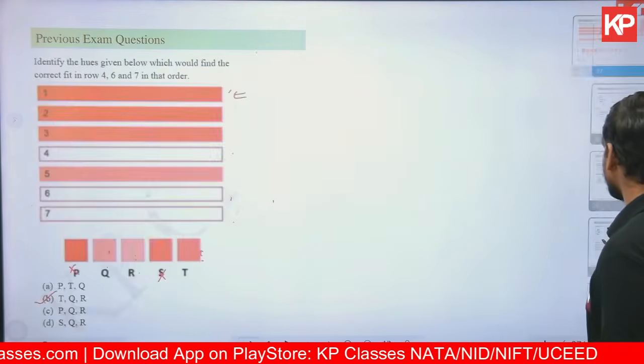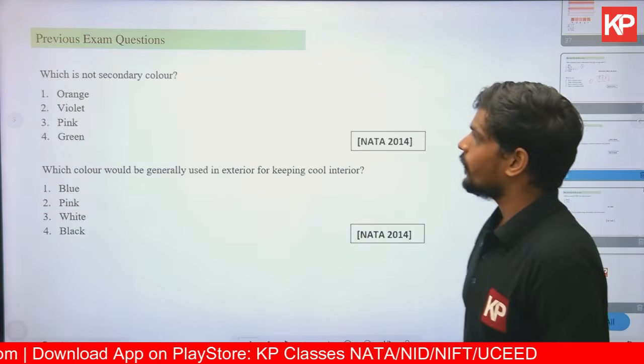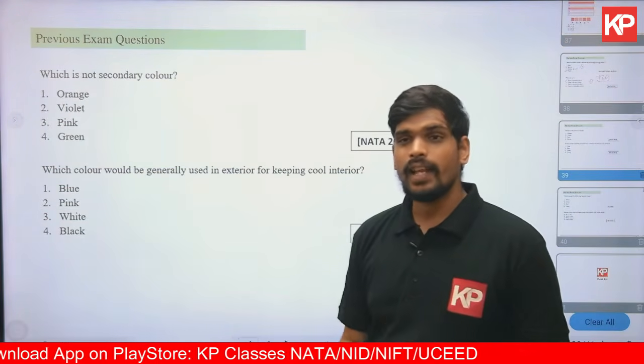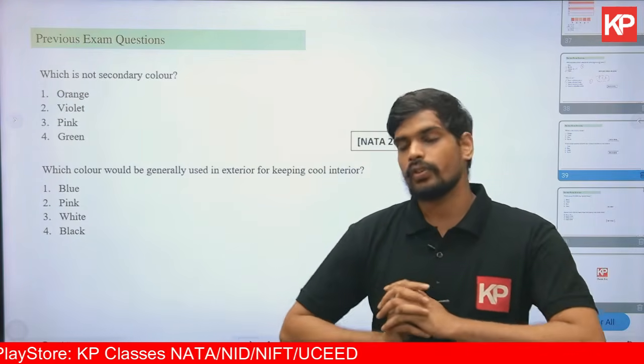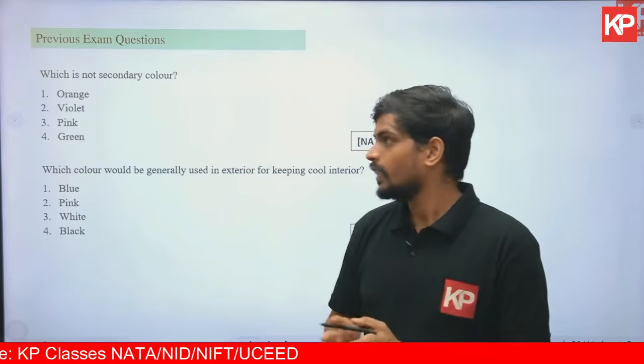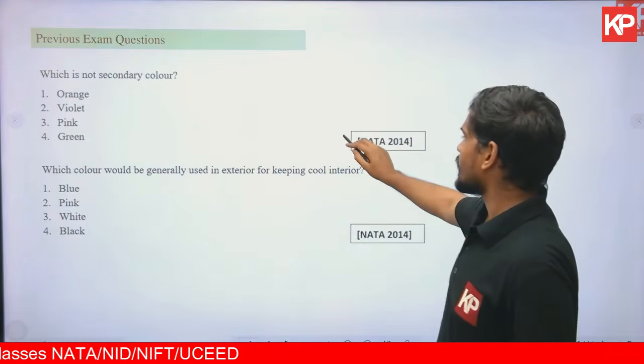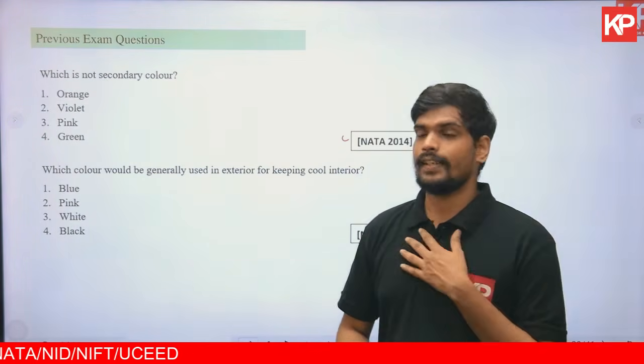Next question. Which is not a secondary color? So you see, identifying those sets, primary, secondary and tertiary, if you have full understanding of these points, you can easily get your marks in this part. Which is not a secondary color? This was asked in NATA 2014. Which is not a secondary color?